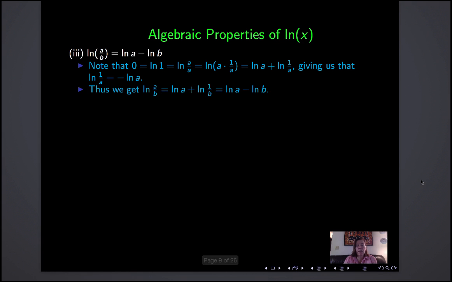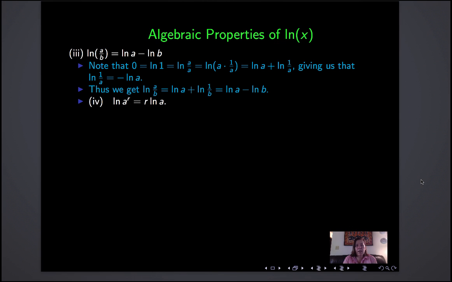So this tells me that the natural log of 1 over a has to be minus the natural log of a. And likewise, the natural log of 1 over b has to be minus the natural log of b. Therefore, we get the natural log of a over b is the natural log of a times 1 over b, which is the natural log of a plus the natural log of 1 over b, which is the natural log of a minus the natural log of b.